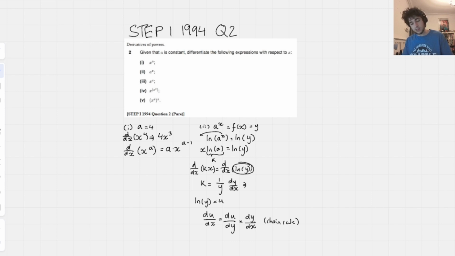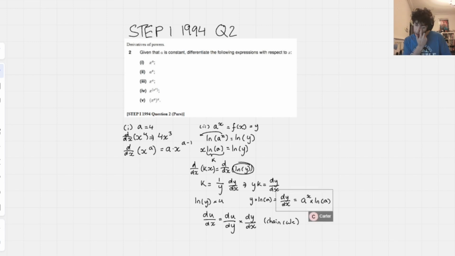And so obviously this implies that y multiplied by k is equal to dy/dx, right? But what is k? k is just ln of a. So we have that y times ln of a is equal to dy/dx. But then what's our y, right? Well, we recall that our y is just a to the power of x. So effectively we know therefore that dy/dx is just a to the power of x multiplied by ln of a. And then that completes that part of the question.